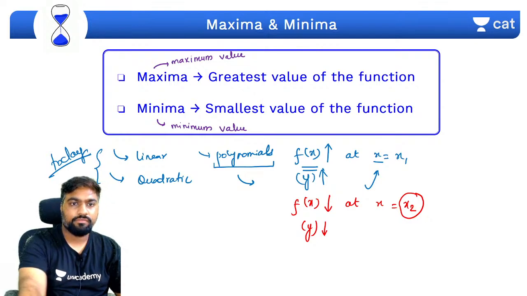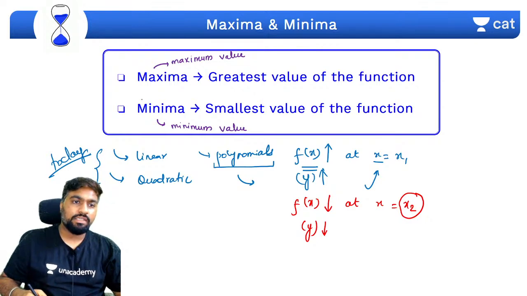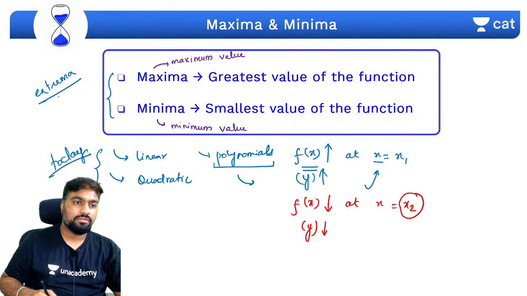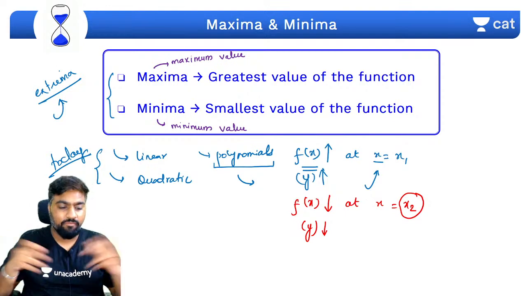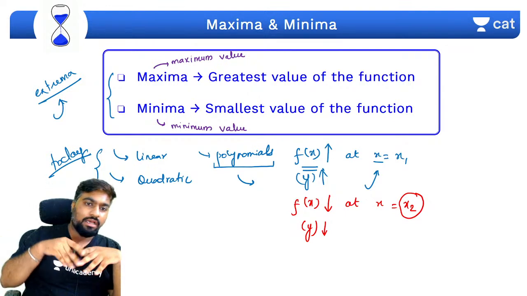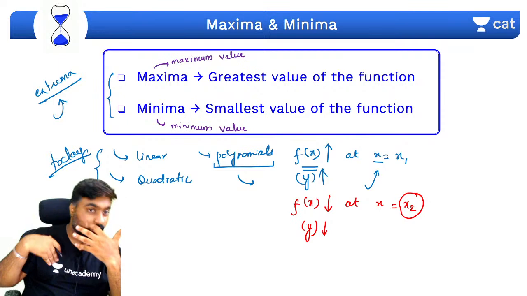Understood? Yes, both these together, maxima and minima together, are called extrema. These are basically extreme values. Extreme at the highest value, extreme at the lowest value.